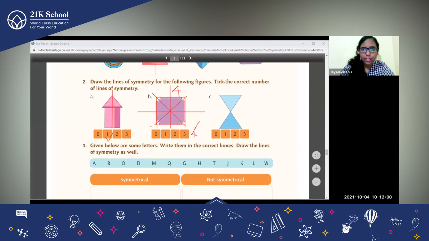Okay, the next one. You can draw a vertical line of symmetry and you can draw a horizontal line of symmetry also. Is that fine? So how many in total? 2. You can tick the 2. Any doubts? No. Okay, good. Moving on to the next one.